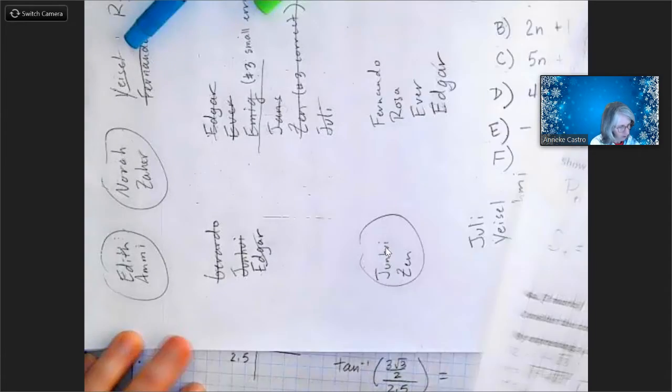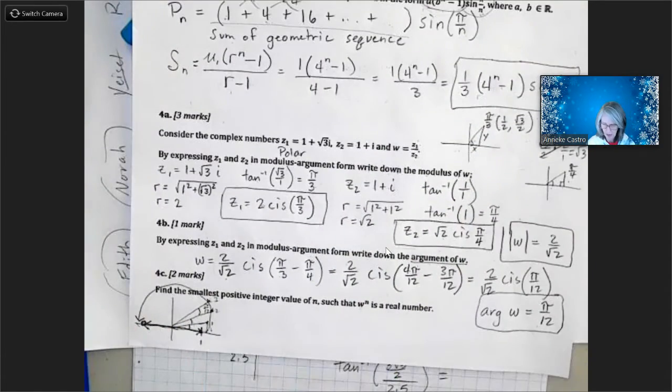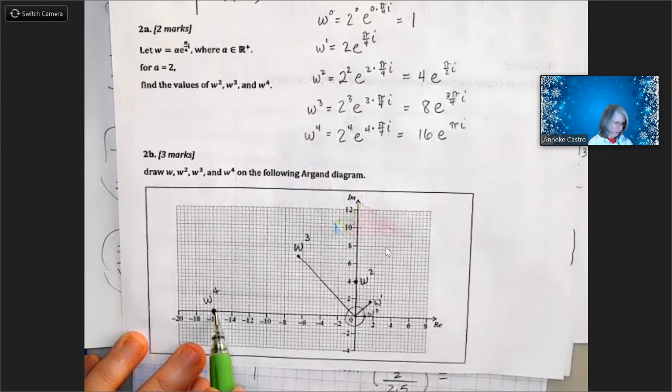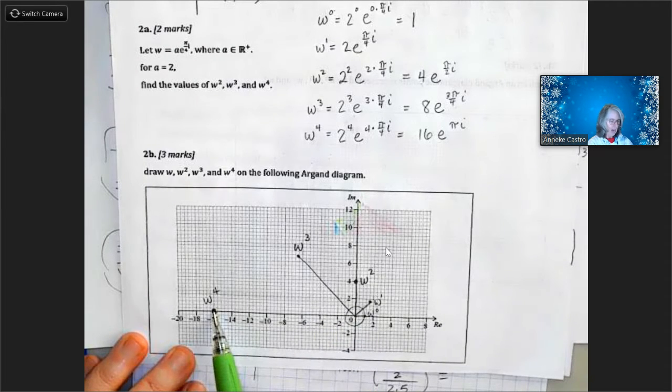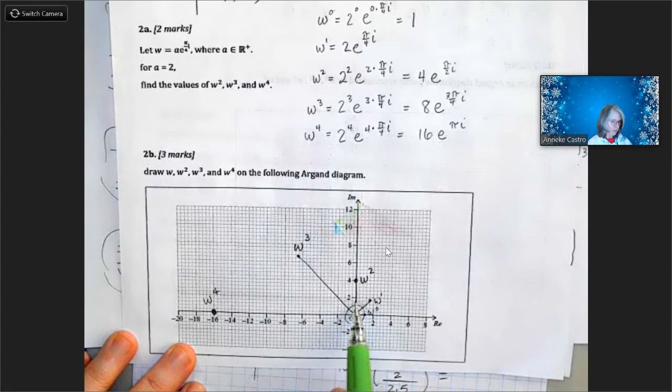So for example, if I go back and find, where's the first one? This one. See this one, w to the fourth? Notice that if I was to put this in rectangular form, that would just be negative 16 plus 0i. It has no imaginary part, so it's real. So when I rotate through and I end up back here, I no longer have an imaginary component.